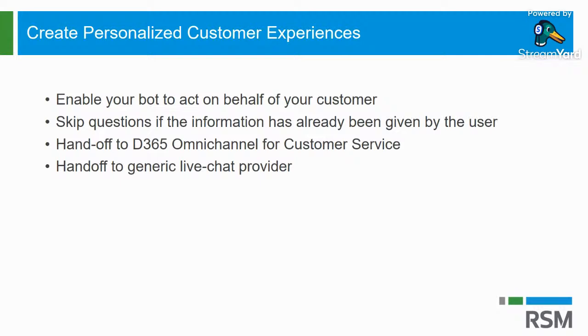Then obviously there's a handoff. This is a transfer to an agent. So if for whatever reason the bot can't help this particular person or they don't know what they're talking about, we can hand it off to an agent as well. And the handoff to Dynamics 365 Omnichannel for customer service is literally just flipping a switch and turning it on. But there are some generic live chat providers as well. I have not worked with them, so I don't know how difficult that particular integration is. I just know with Omnichannel for customer service, it's actually pretty easy to do that.